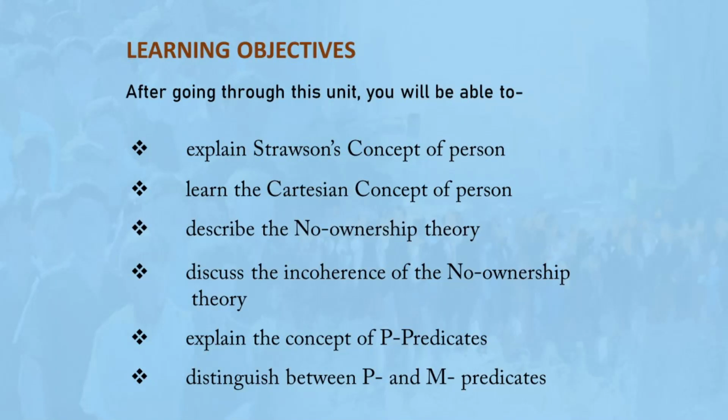Now, after going through this unit, you will be able to explain Strawson's concept of person, you will be able to learn the Cartesian concept of person, you will be able to describe the no ownership theory and discuss the incoherence of the no ownership theory, and you will again be able to discuss and explain the concept of P predicates and distinguish between P predicates and M predicates.